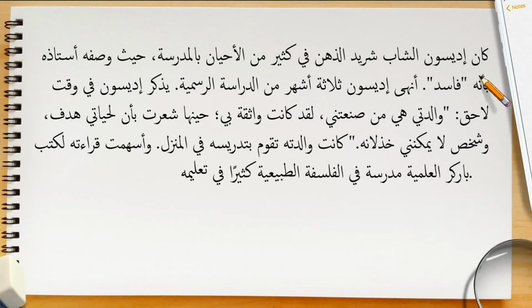Thomas Edison text from Wikipedia, the Arabic version, of course. كان إديسون الشاب شريد الذهن. كان means was. Edison الشاب, the young Edison. شريد الذهن, he was distracted.